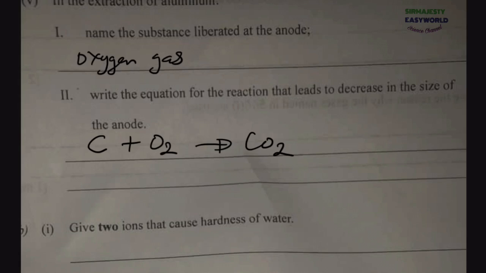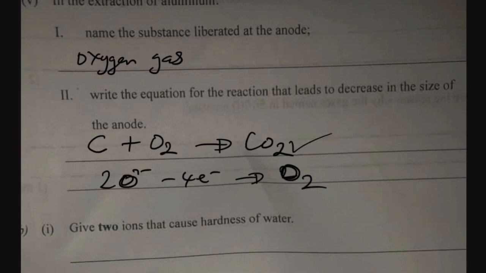Don't go and write the equation at the anode here. They say write the equation for the reaction that leads to decrease in the size of the anode. Remember, at that carbon rod, the carbons are neither losing nor gaining electrons. Do you understand me? Rather, it is the oxygen that migrates there that is liberated as oxygen gas, and it's the oxygen gas that actually attacks the carbon, reducing it. So the real equation that reduces the anode is combustion, which is still oxidation, or maybe to stay on the surface side, you can still write 2O2- losing 4 electrons to become O2. But this one should be the correct answer.